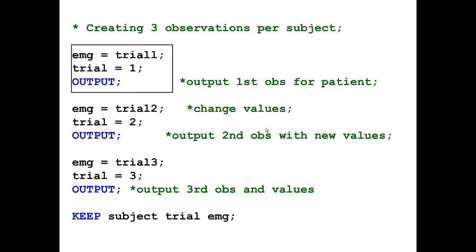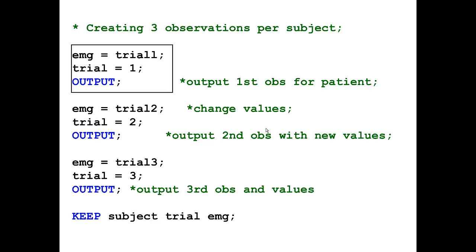So this is the code we are going to use to create 3 observations per subject. I want you to note a couple of things. First of all, there are 3 sets of similar statements containing 3 statements each. The first set is in the box. Note the output statement at the end of each block. We learned before that the output statement will write the current values of all variables to the data set we are creating. Since there are 3 of them, there will be 3 observations written for each observation that was read in. Now let's look at the code in the first block.